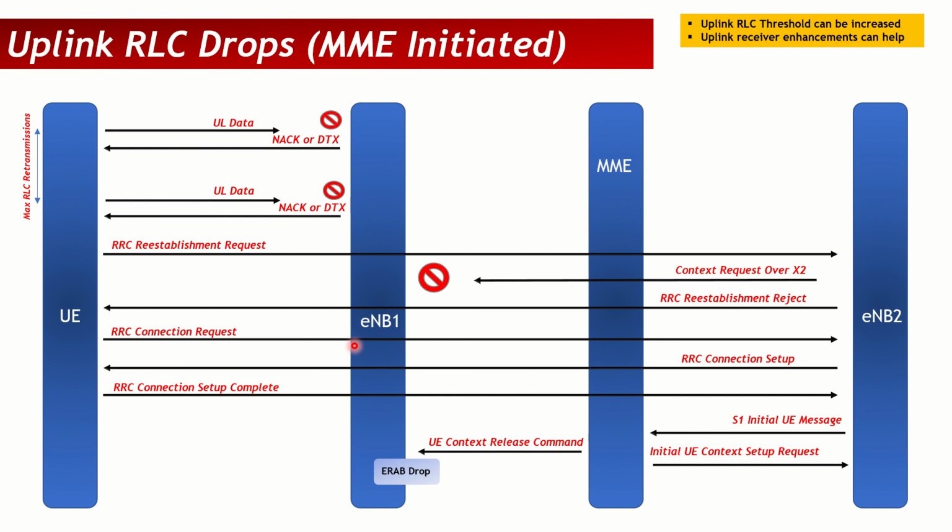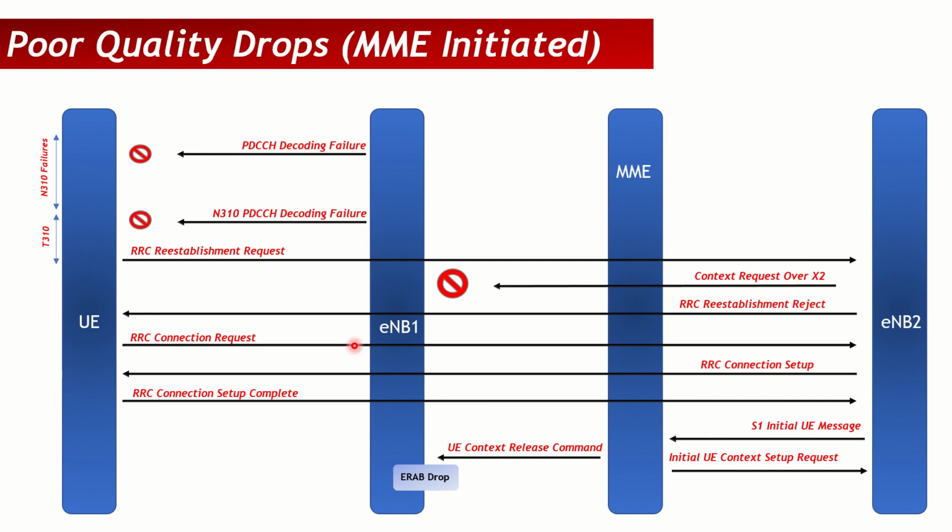So let's look at another thing now. Another one would be poor quality drops. Now if you remember, we have N310 and T310. Now what is N310? The UE in downlink is always looking for PDCCH. Now if the UE is unable to decode PDCCH for a certain amount of time, it will say that it is having an N310 failure. Now in LTE that is around 200 milliseconds. So that means 200 TTIs. So if the UE is unable to decode PDCCH for consecutive 200 TTIs, then it will say that it has experienced one N310 failure. After this, it is a 10 millisecond sliding window.